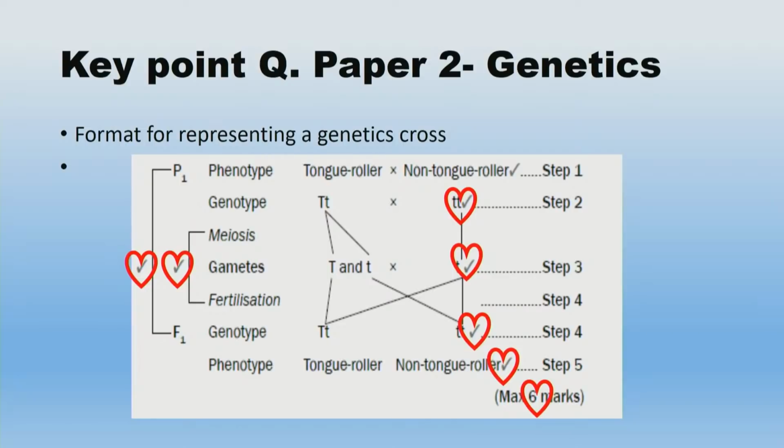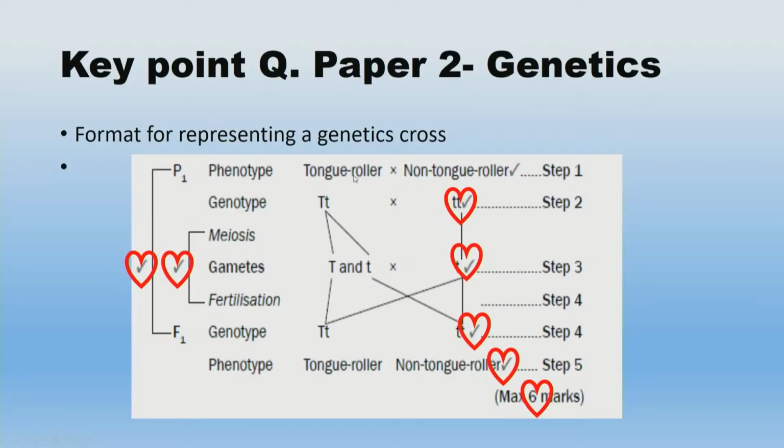Sometimes they ask a ratio, or sometimes they ask a percentage or whatever. Before we come to the answer, we must write it like that. Phenotype, genotype. Then meiosis and fertilization, not fusion. Between meiosis and fertilization are the gametes, and we must indicate the gametes.